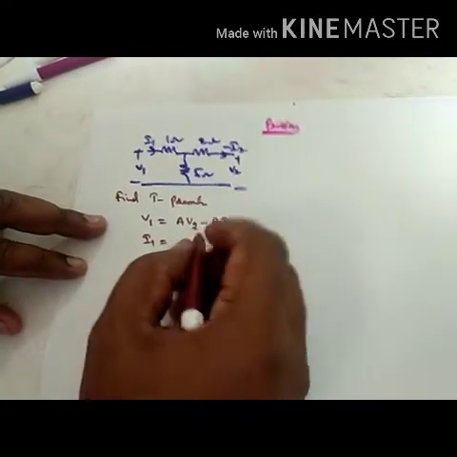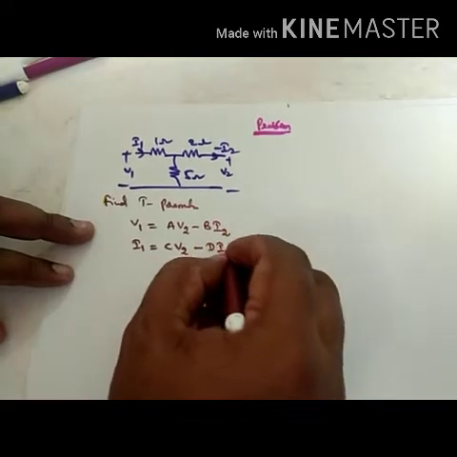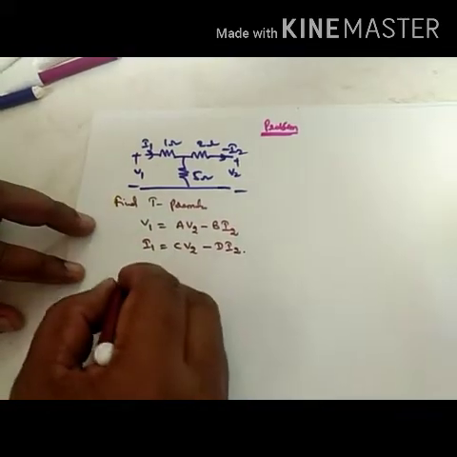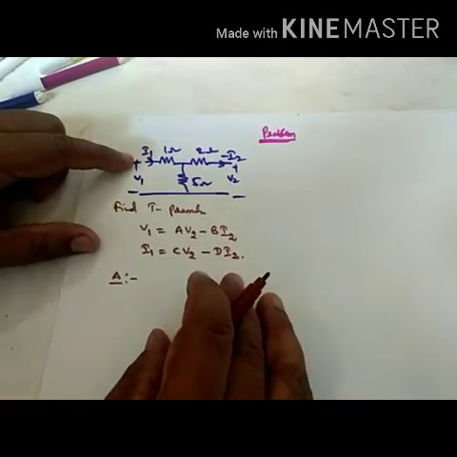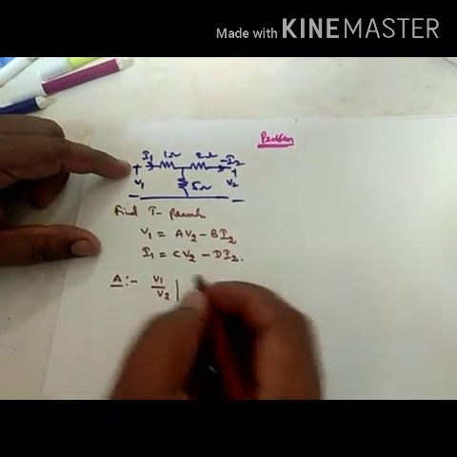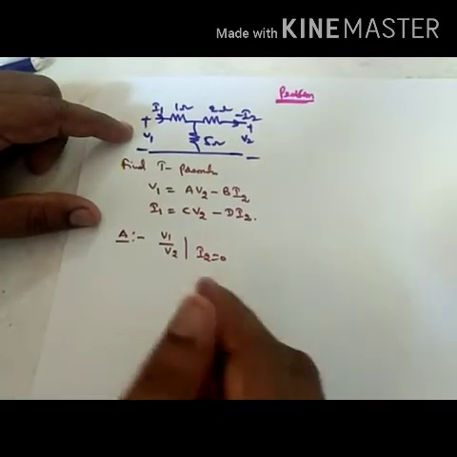The basic equations are V1 equals A V2 minus B I2, and I1 equals C V2 minus D I2. Now we find them one by one. A is equal to V1 by V2 when I2 is equal to 0.